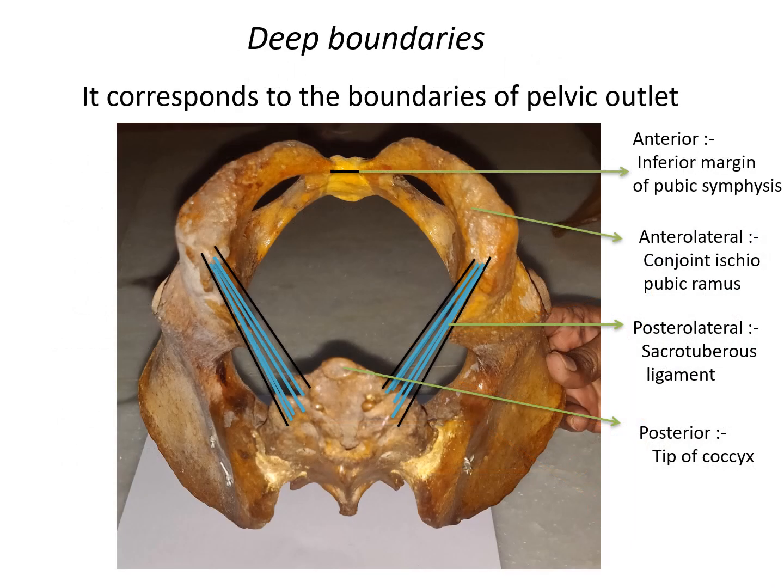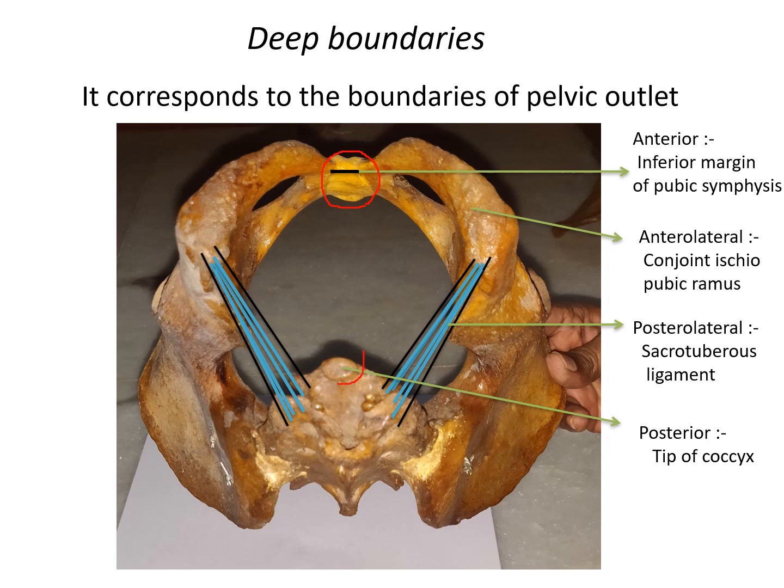The deep boundaries of the perineum correspond to the boundaries of the pelvic outlet. The perineum is bounded anteriorly by the inferior margin of the pubic symphysis. The inferior margin of the pubic symphysis is covered by a ligament called the arcuate pubic ligament. This black line indicates the arcuate pubic ligament. It covers the inferior aspect of the pubic symphysis. That means it is attached to the lower margin of the pubic rami on either side.